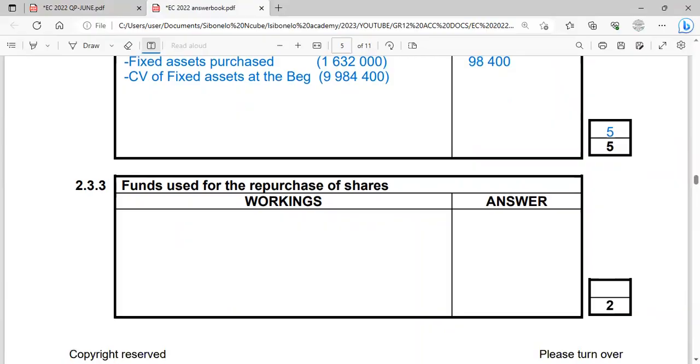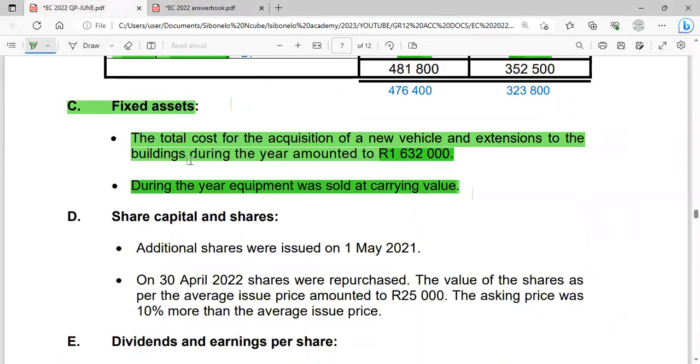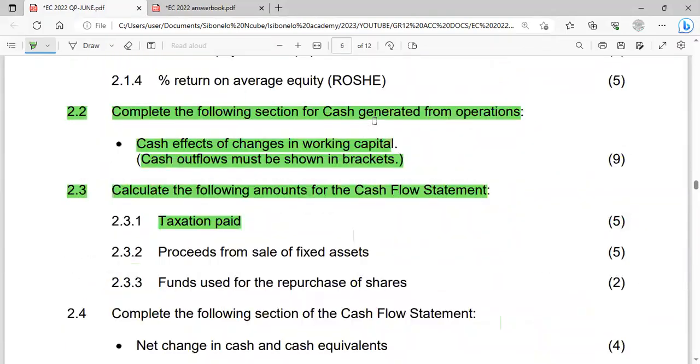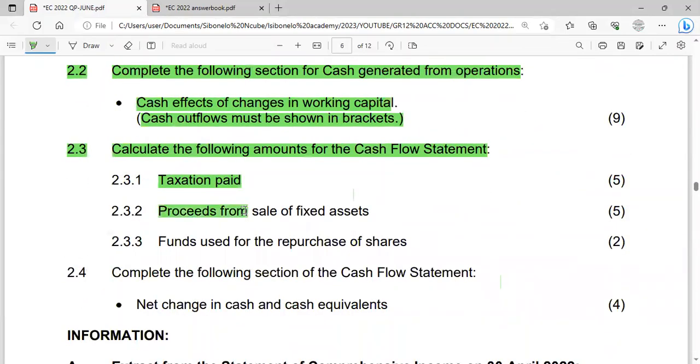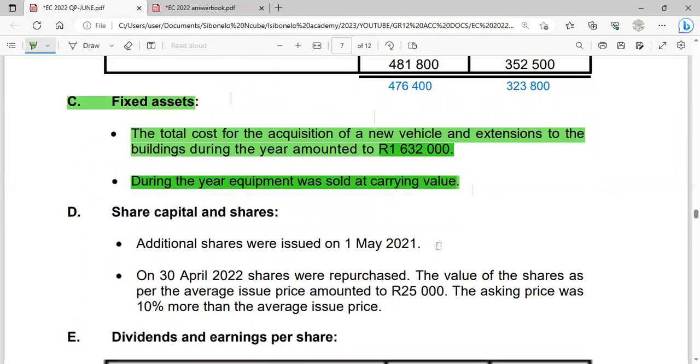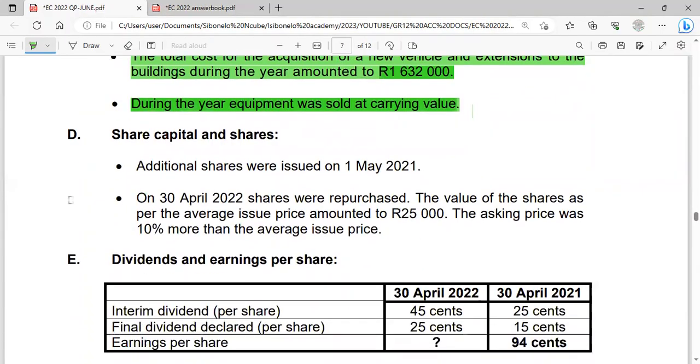Next one. So this is the last one, I believe. Okay, so we have dealt with this one. Okay, so this is not the last one. There is still 2.4. Okay, here 2.3.3. Funds used for the repurchase of shares. 2 marks. So they want us to determine the amount that was used for the repurchase of shares. So we're going to need to read information concerning share repurchase. Okay, so information D.